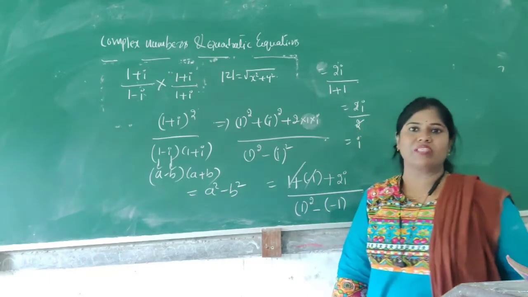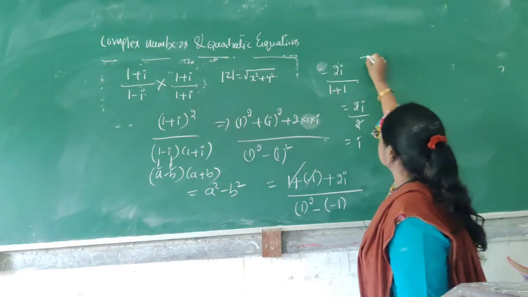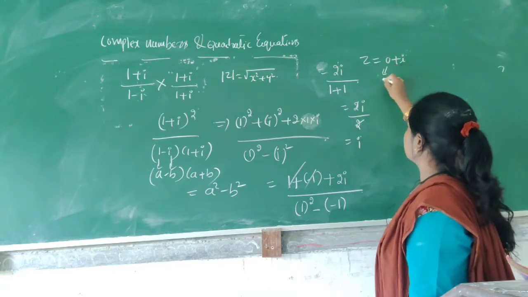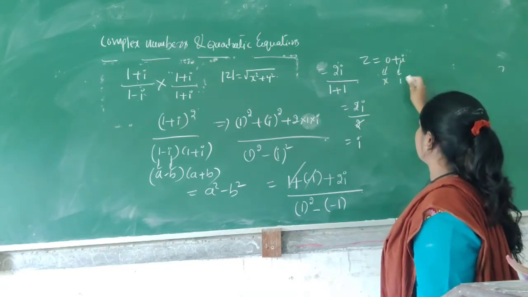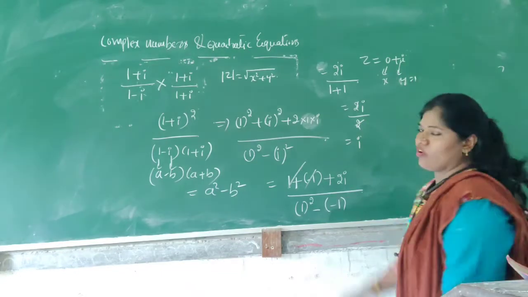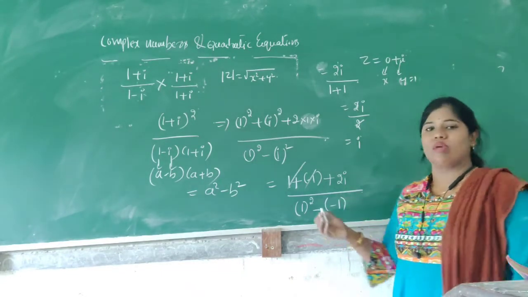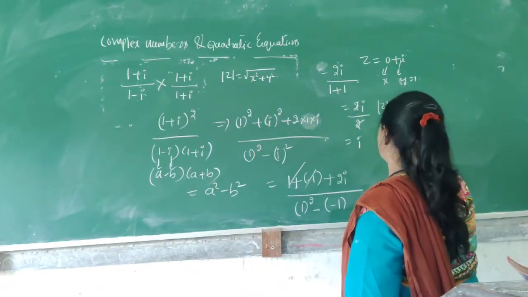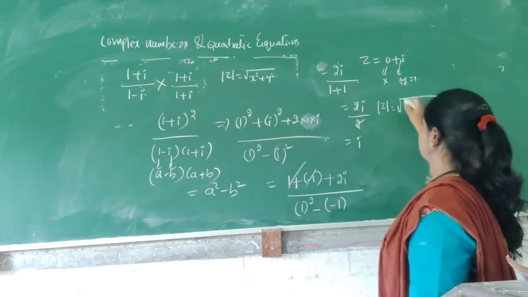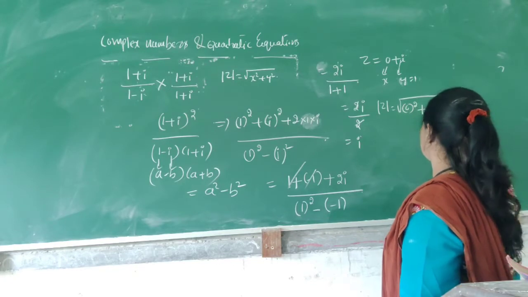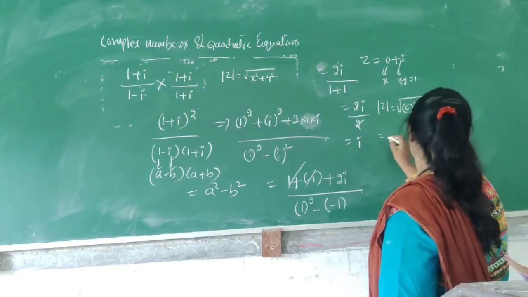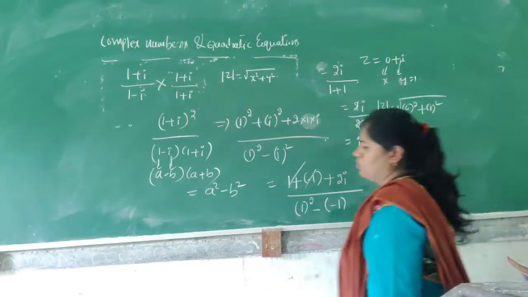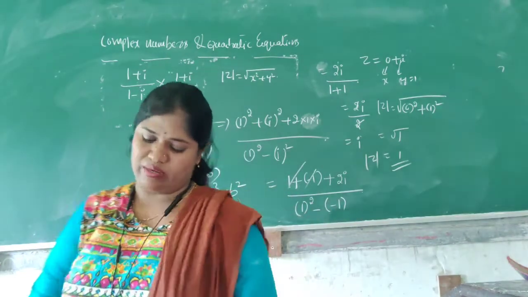So this is also a complex number. z is equal to 0 plus i. Here x is 0 and the coefficient of i is 1, that is y is equal to 1. So what is the modulus of z? Modulus of z is equal to the square root of x square plus y square, which is 0 square plus 1 square. 0 square is 0, 1 square is 1, and the square root of 1 is 1. So the modulus of the complex number is 1.